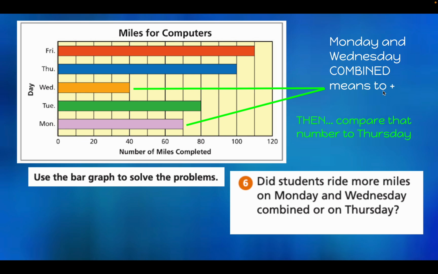Number 6, did students ride more miles on Monday and Wednesday combined or on Thursday? So this reminds me of another one we just did, and I put some green lines to help you. So we're going to take Monday and Wednesday, and we're going to combine them, which means we're going to add them. So you're going to add Wednesday, which is 40, plus Monday, that's 70. Get that total. Then compare that number to Thursday. When we compare, we subtract.